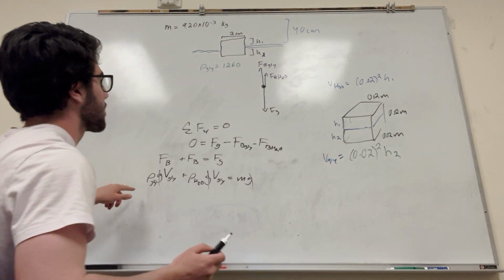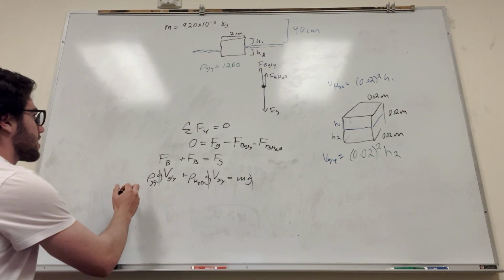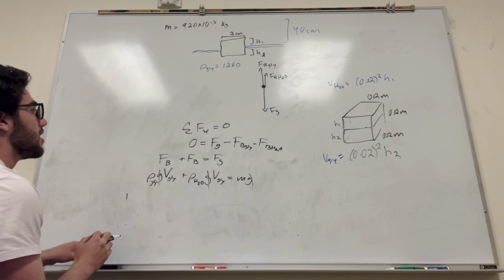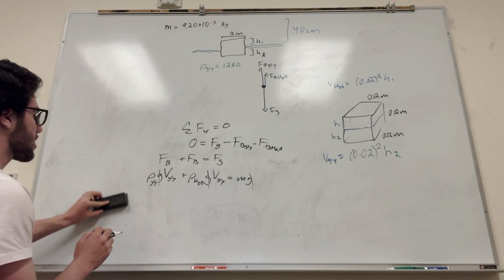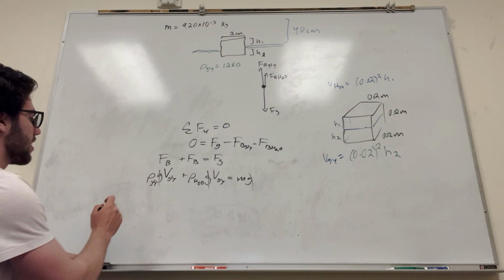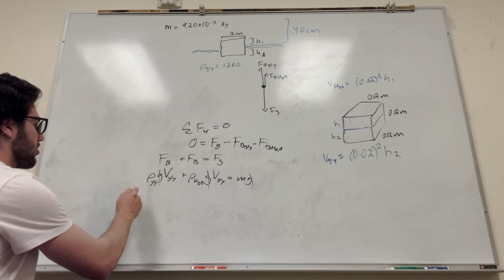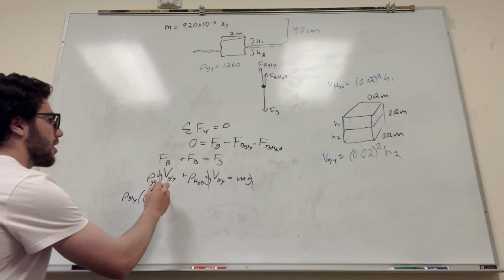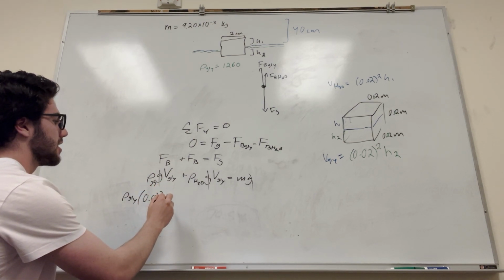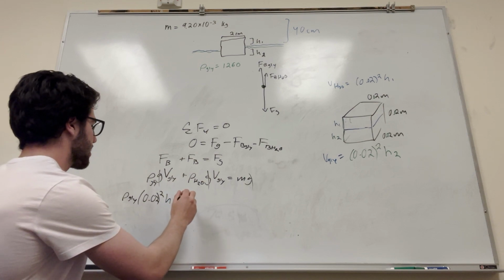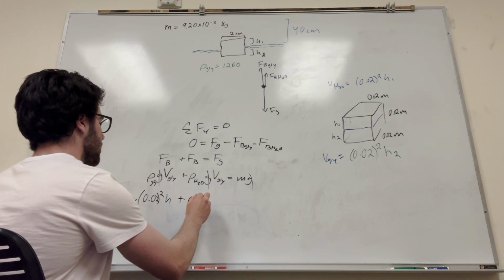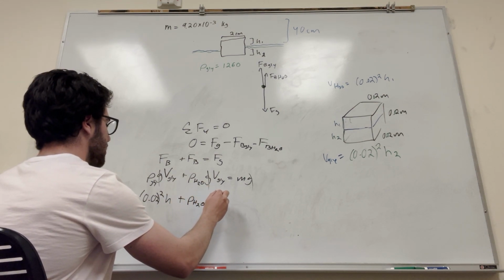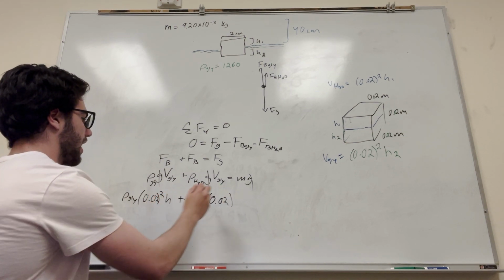So density of glycerin is 1. Actually, let's go ahead and not do that yet. So density of the glycerin times 0.02 squared times height, plus the density of the water, and then 0.02. I forgot to put which height this was.